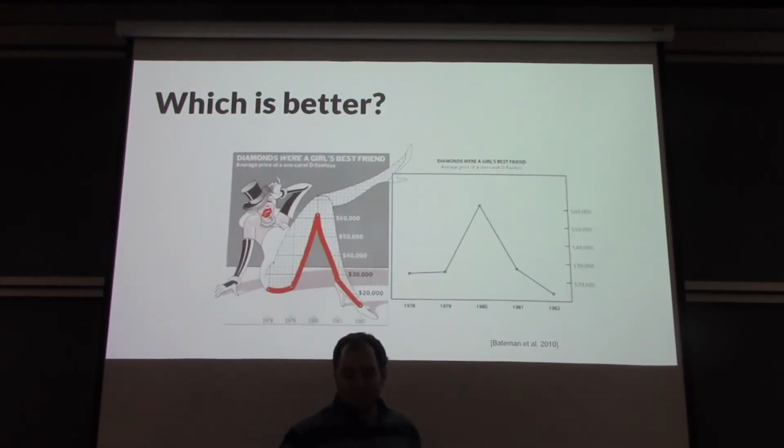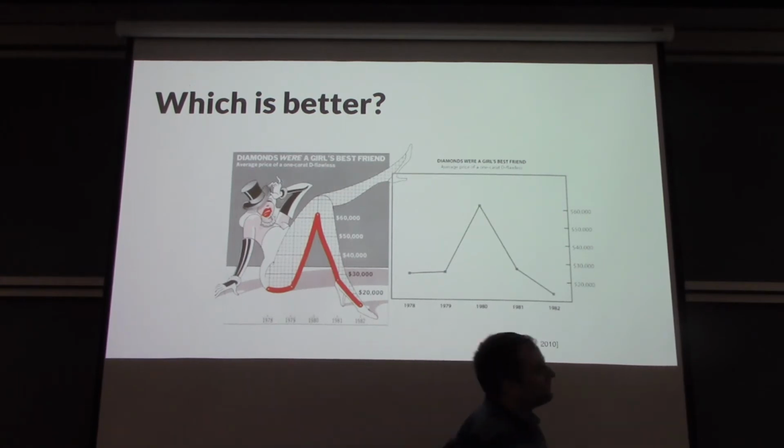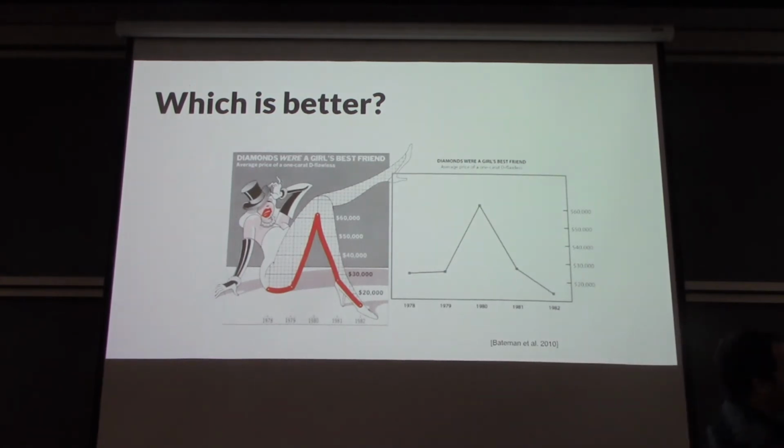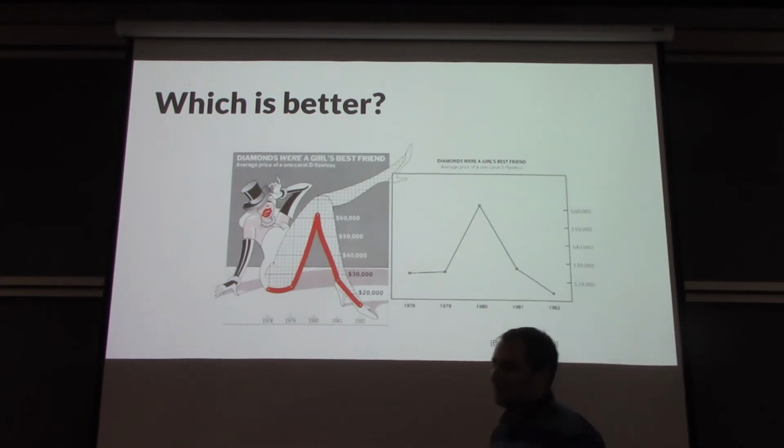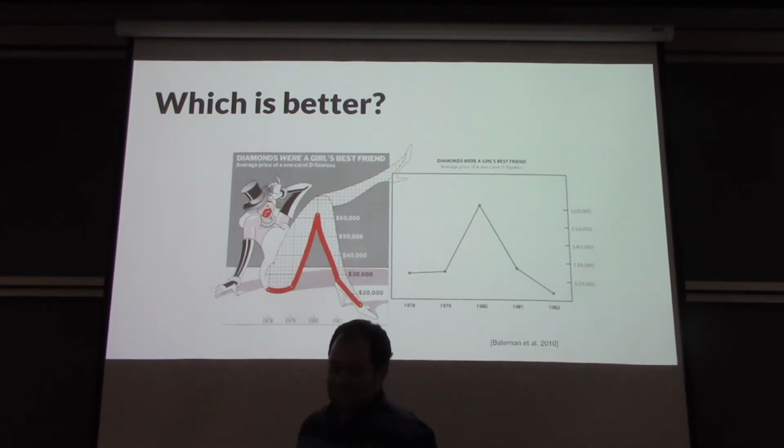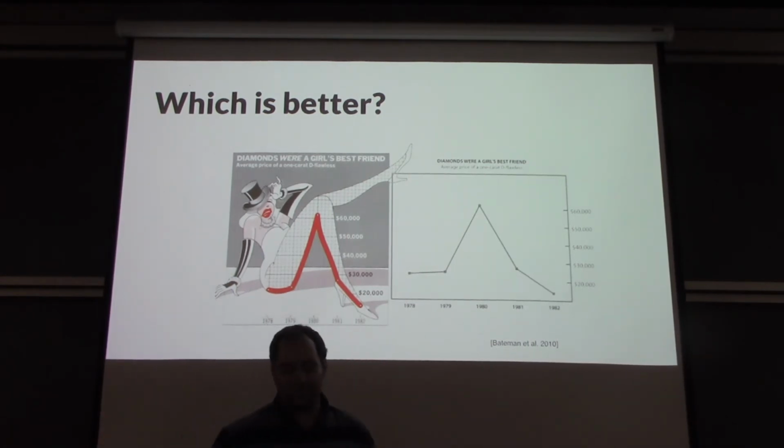So if you look at those two charts, here's Diamond prices, this is a Nigel Holmes chart. Nigel Holmes was a newspaper graphics designer, or is a newspaper graphics designer, he's still active, who created these very interesting charts. And this is a chart of diamond prices from 1978 to 1982. The title here is Diamonds Were a Girl's Best Friend, showing that they have experienced quite a downward trend.